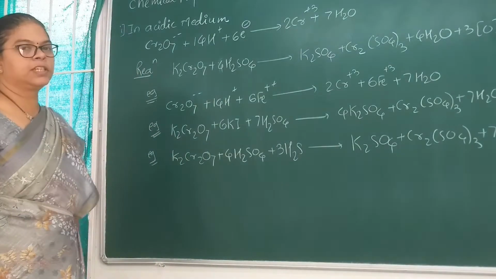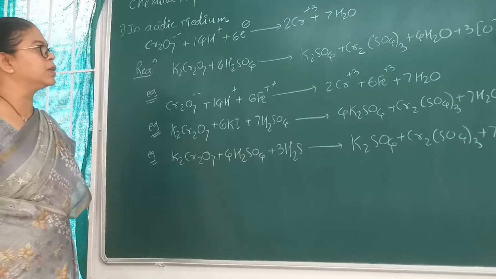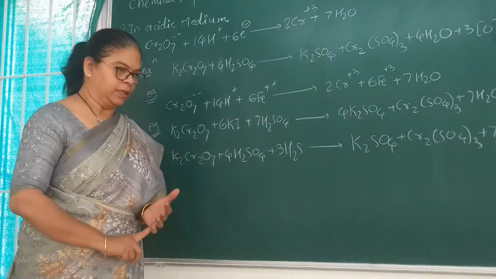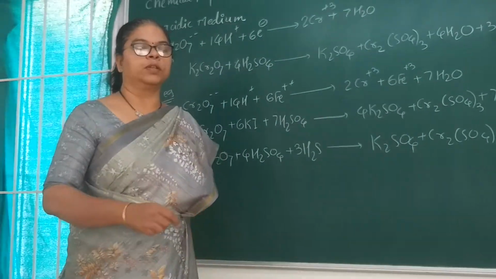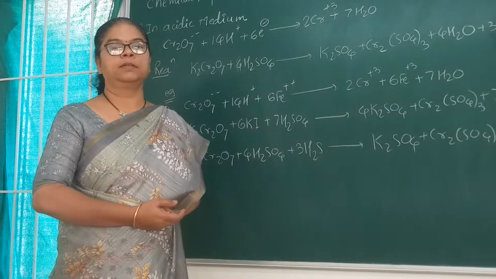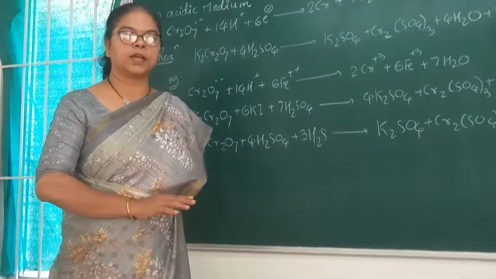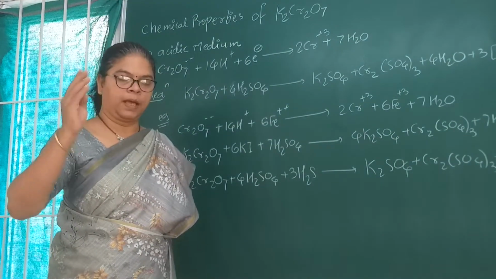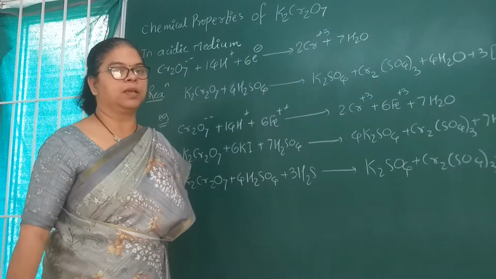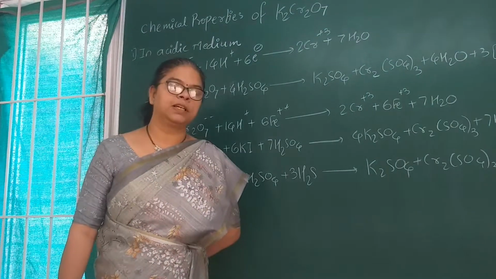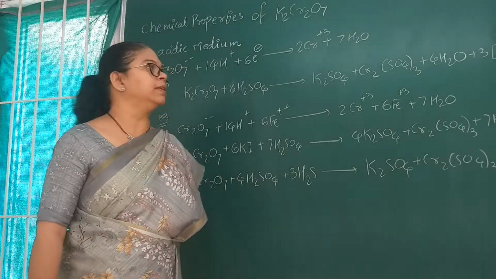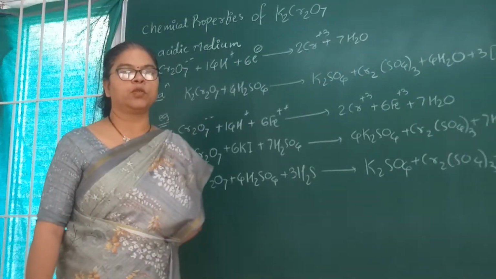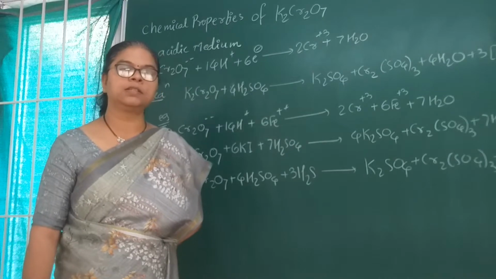Now preparation of K2Cr2O7, that is potassium dichromate, and preparation of KMnO4, that is potassium permanganate. Last lecture we have studied these two preparations. Now as usual, the next part is chemical properties. Physical properties of K2Cr2O7 and physical properties of KMnO4, they are just theoretical things.